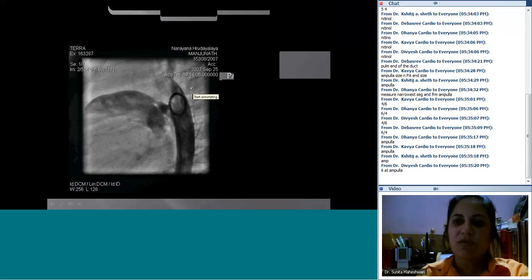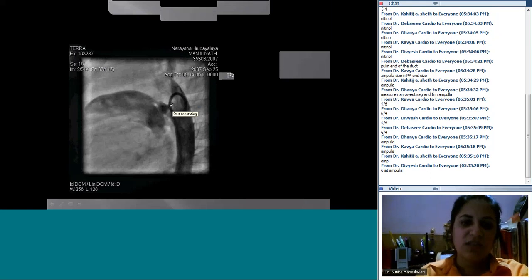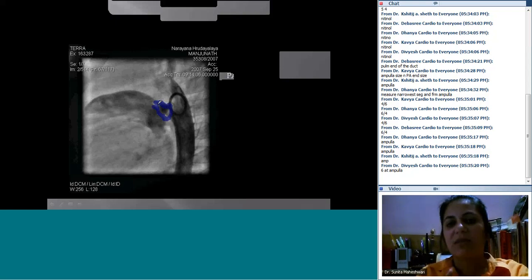If this is your PDA here with the narrowest part there, the bigger value is going to sit here in your ampulla, and your smaller value is going to sit here at the narrowest end. Let us start first with the narrowest segment. Let's say your narrowest segment is 4 millimeters. What size device would you take? Is it the same size? Should the pulmonary artery end be the same size? Should it be 1 millimeter more? Should it be 3 millimeters more?